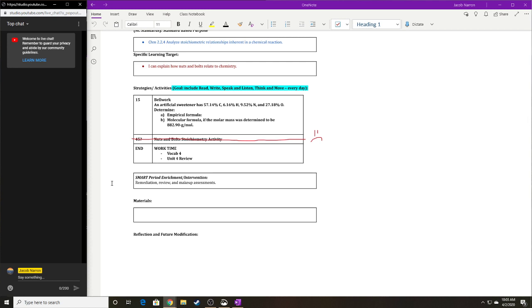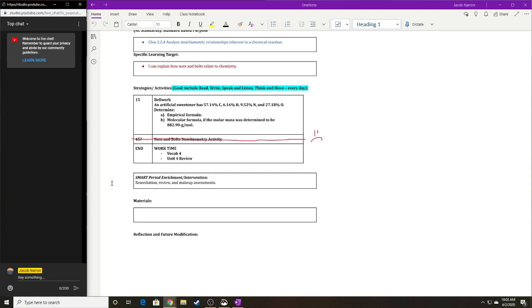There were a couple of problems very similar to this on the worksheet that you had earlier this week on percent composition and empirical formula. And the thing is, this takes percent composition, which has already been done for you. You use that to find the empirical formula, and then you use the empirical formula to find the molecular formula. So you can see it all works out. It all works together.